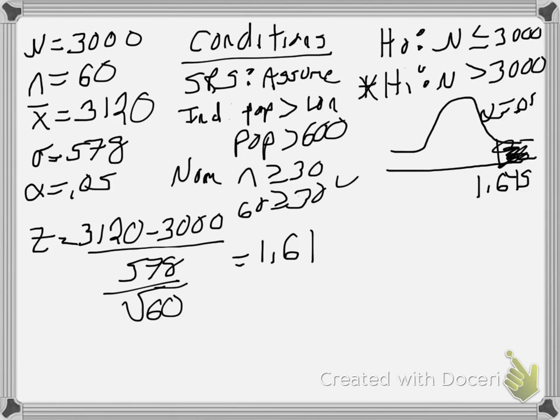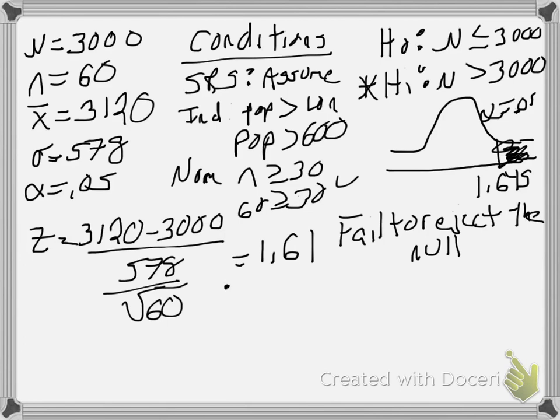Very close, isn't it? Is 1.61 in the critical range? No. So if it's not in the critical range, then we fail to reject the null. And you have to write that: fail to reject the null. By the way, if we fail to reject something, what type of error are we opening ourselves up to? A type 1 or a type 2? Just think about that for a minute.